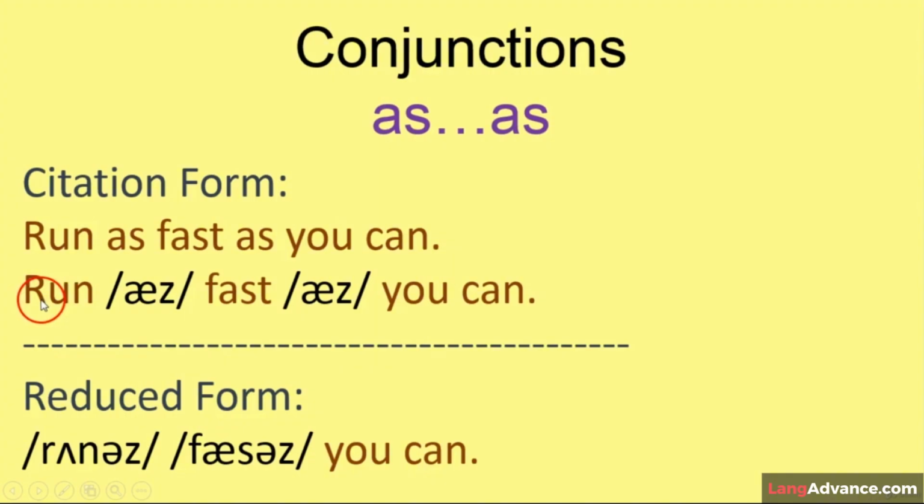And when combined with the words run and fast, it sounds like runners. And fast, we drop the T sound and combined with uz, sounds like fasses. So when we're speaking rather quickly, reduced form will sound like run as fast as you can.